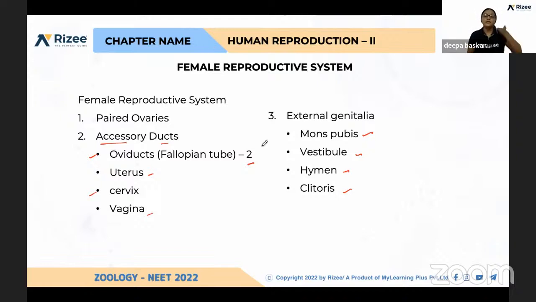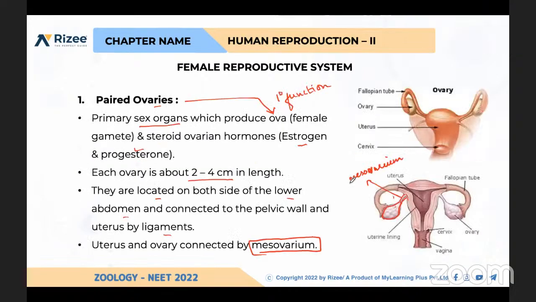Okay. See here. Today we are going to see about the female reproductive system. In male, the primary sex organ is testis. Here in female, a pair of ovaries are considered as primary sex organs. Apart from that, accessory ducts and external genitalia are present in the female reproductive system. The accessory ducts include a pair of oviducts, uterus, cervix, and vagina. And external genitalia comprises mons pubis, vestibule, hymen, and clitoris. So let us see one by one.